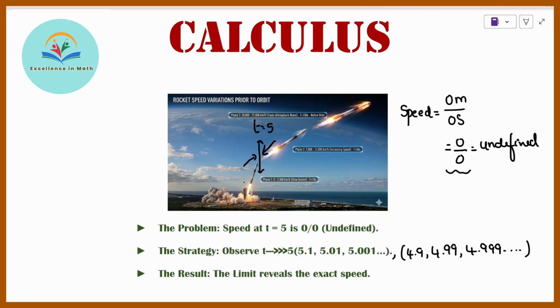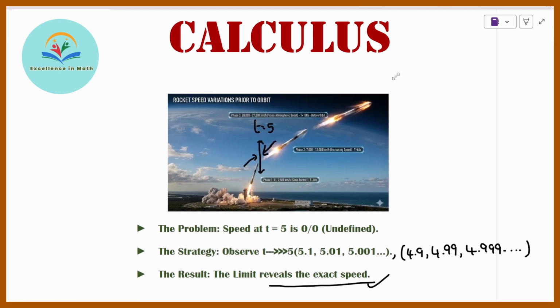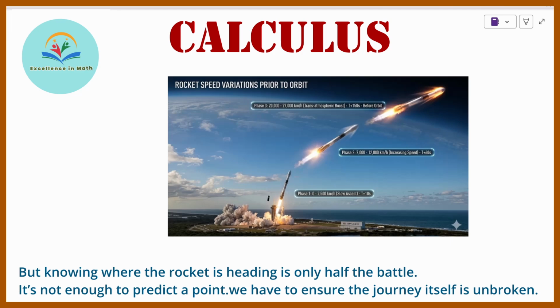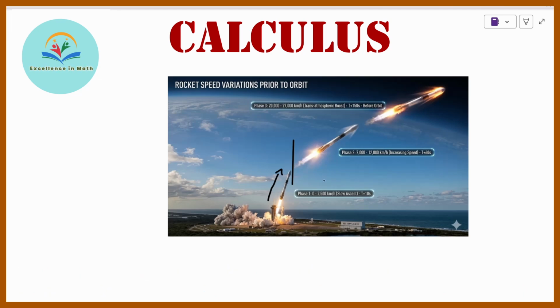When both the limits are going to the same value, then we can say that the limit exists at this point and that limit reveals the exact speed. Limit reveals the exact speed by zooming in on the invisible. But knowing where the rocket is heading is only half the battle. It's not enough to predict a point. We have to ensure the journey itself is unbroken.